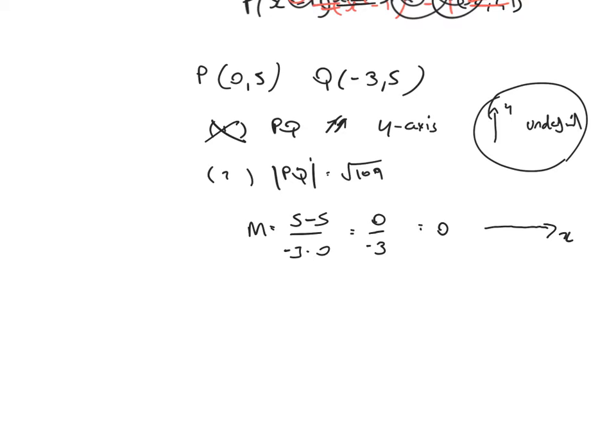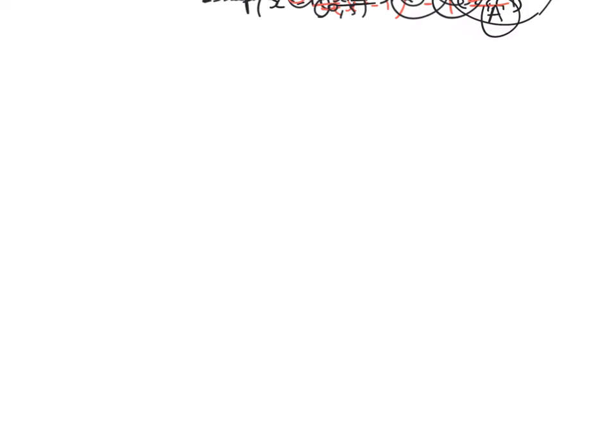Okay, statement 2. We've got a point (0, 5) and a point (minus 3, 5). Well, they're the same height, and if you travel from 0 along to minus 3, you've travelled 3 units. You've not travelled root 109 units. Statement 2 is not true either. So the correct answer, 2 or 0, is A. Neither statement is true.